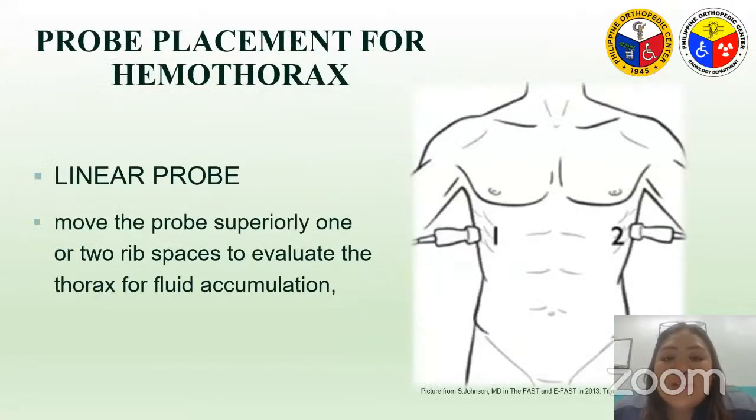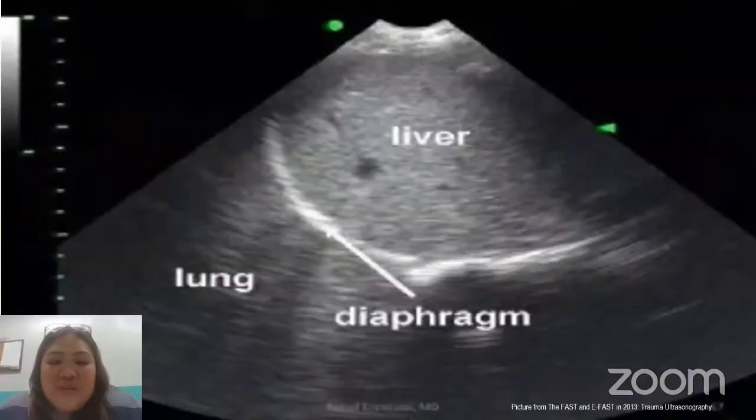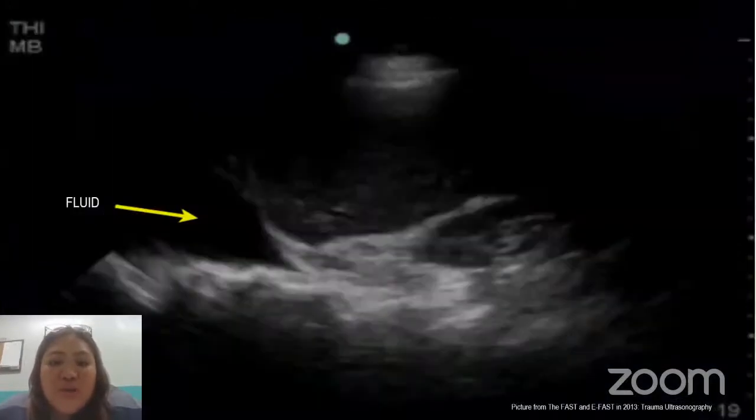For hemothorax scanning techniques, move the probe superiorly 1 or 2 rib spaces to evaluate the thorax for fluid accumulation. This should be done on both right and left lung. The first image shows a normal right pleura with no collection of free fluid. The following image displays a sample of a hemothorax. The yellow arrow points to a buildup of free fluid.